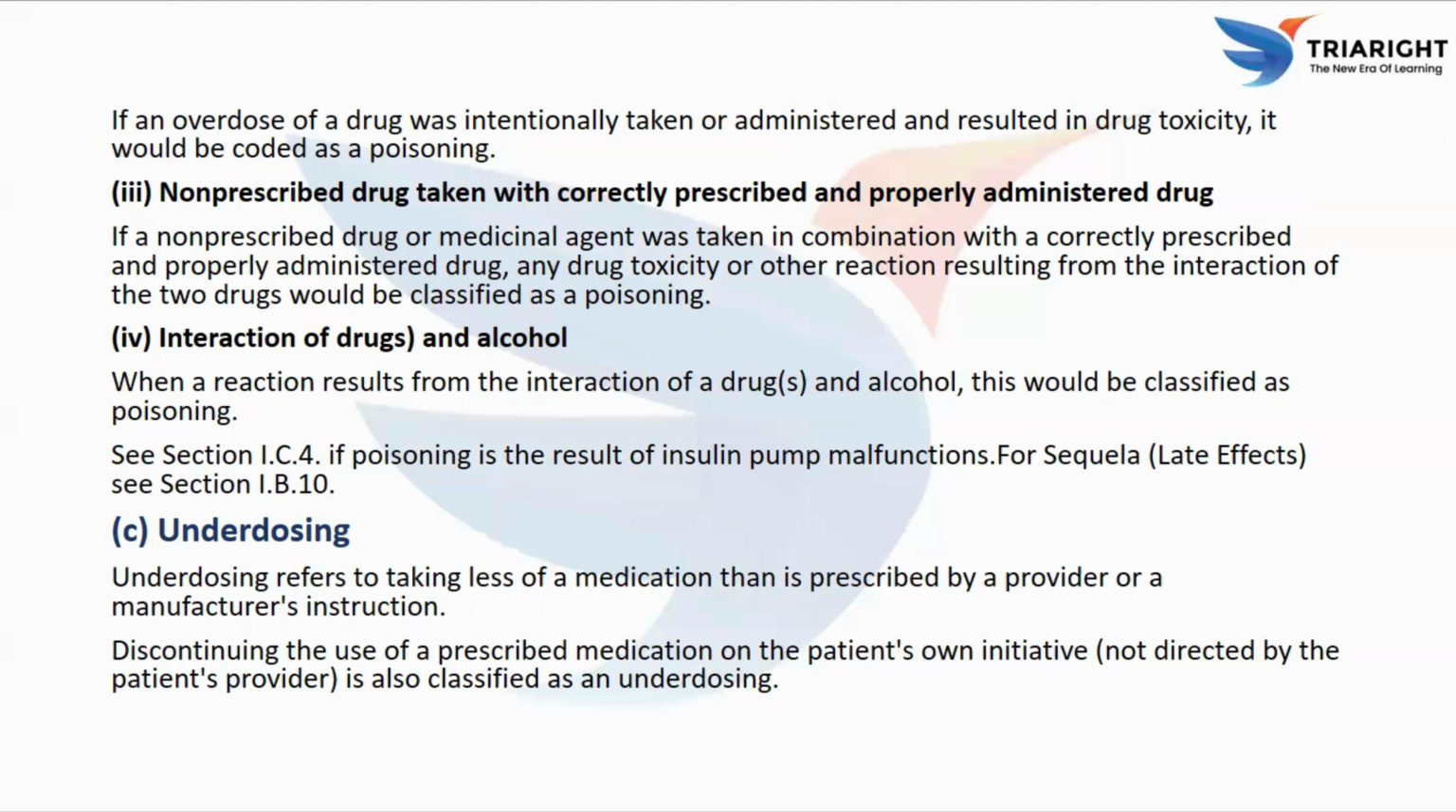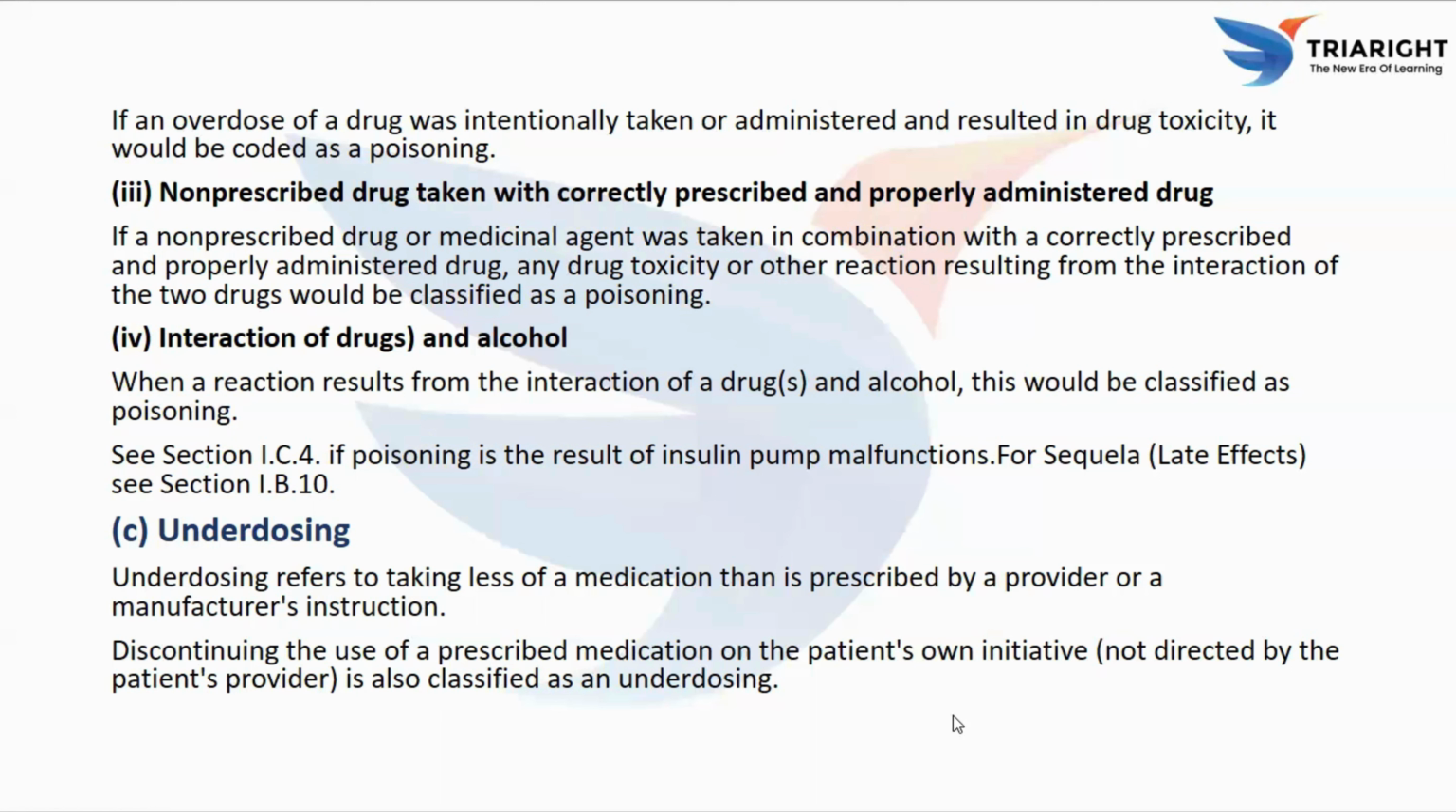So what are the coding rules for underdosing? First, you have to code the condition. Condition means the illness which is being treated, for example hypertension and diabetes. Second, you have to add the underdosing code from T36 to T50 with sixth character 6. And third, you have to add the reason for underdosing. You have to use Z91.12 or Z91.13 codes. This is how you have to code underdosing.